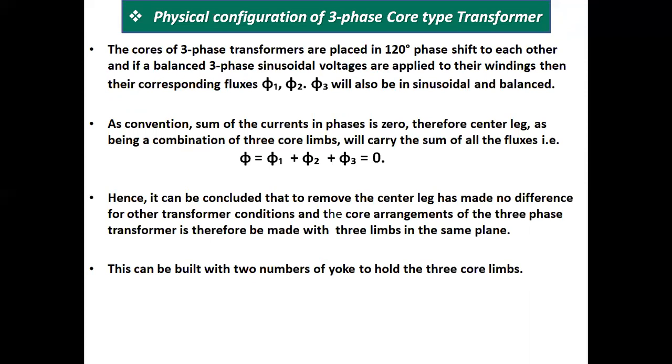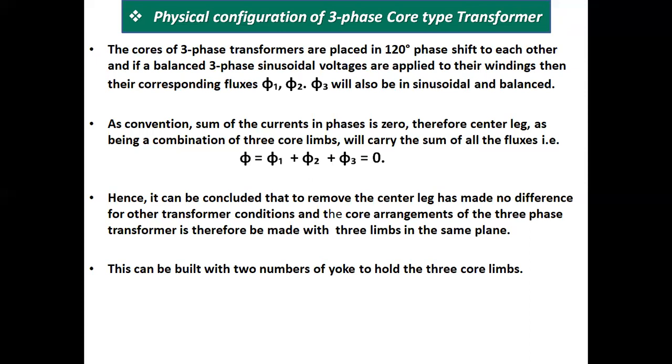As convention, sum of the currents in phases is 0. Therefore, center leg, as being a combination of three core limbs, will carry the sum of all the fluxes. That is, phi equals phi 1 plus phi 2 plus phi 3 equals 0.